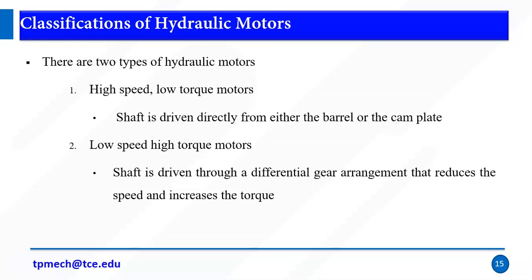So if you connect the shaft directly from either the barrel or camshaft, we say it's high speed because we don't reduce it. So the shaft speed is directly converted to the motor speed. But low speed means we use some intermediate part like a differential gear arrangement or other timing gears. So we can reduce or increase the speed and torque. Right. So this is the high speed and low speed torque.